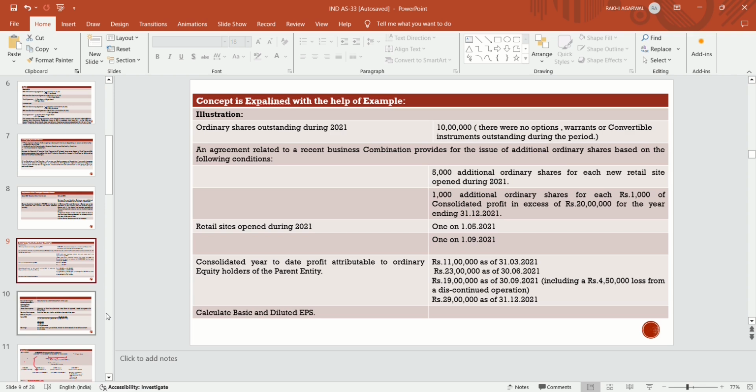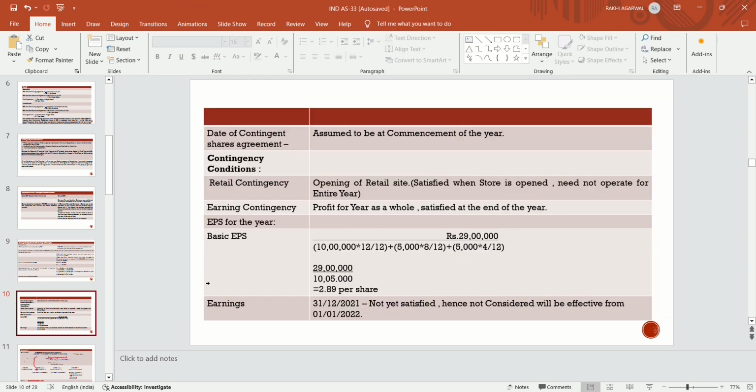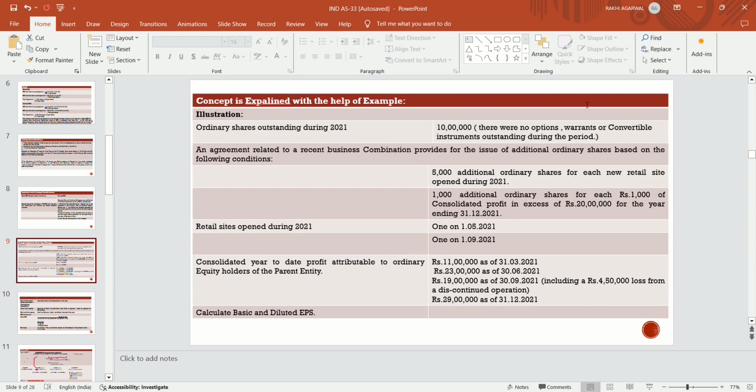So firstly we will calculate the basic EPS. We will take the consolidated profit as on 31st December 2021, because the year-end profit is 29 lakhs. Then to calculate the denominator, 10 lakhs is the number of outstanding shares without giving the effect of warrants or convertible instruments.